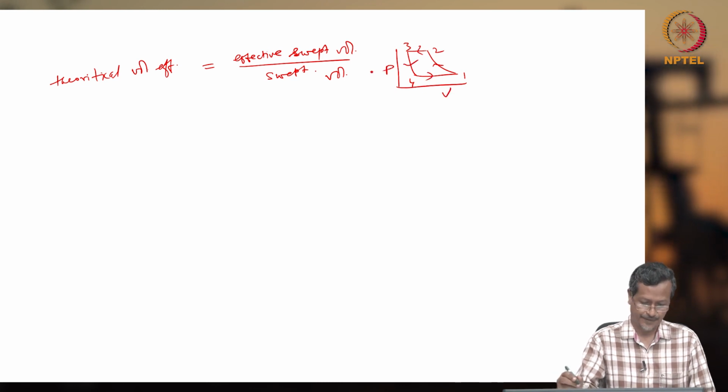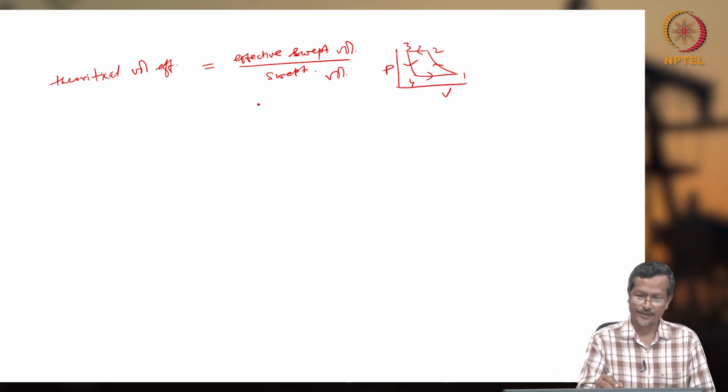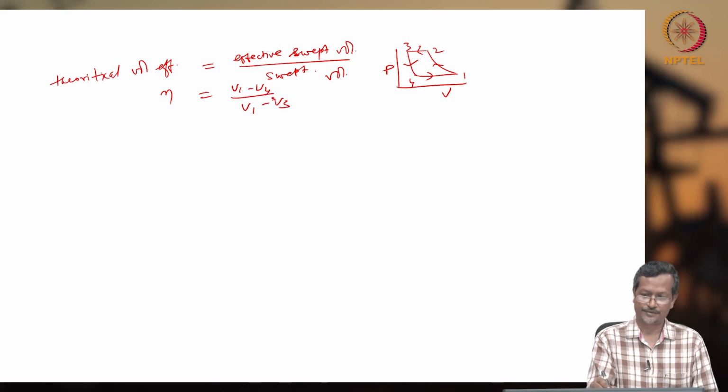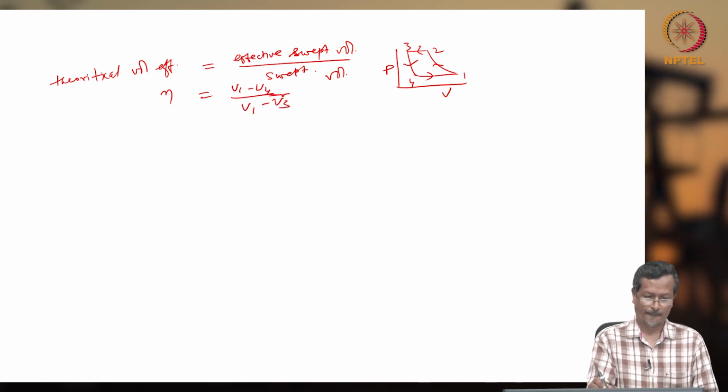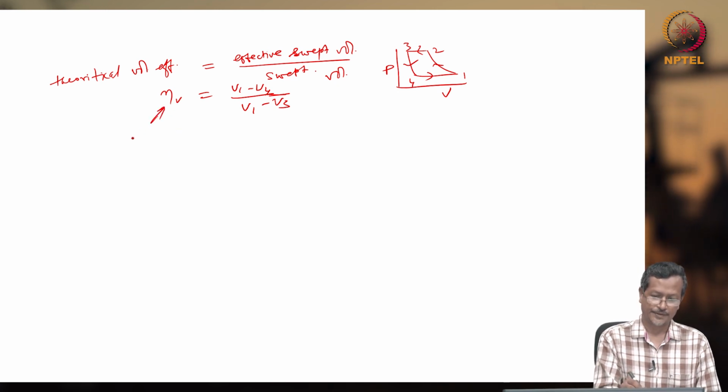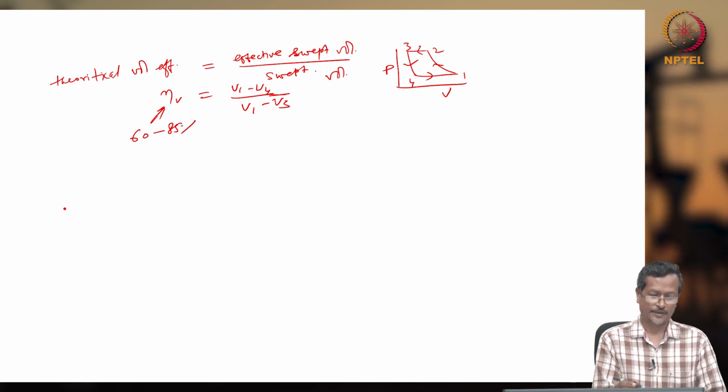Okay, so volumetric efficiency eta V equals (V1 minus V4) over (V1 minus V3). Normally it will be 60 to 85%.